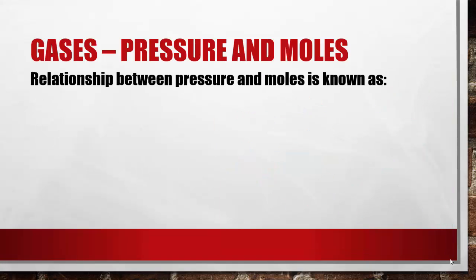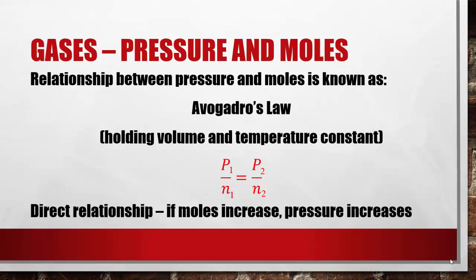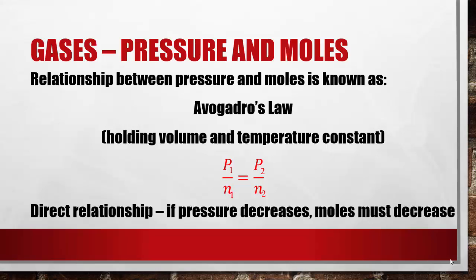This relationship between pressure and moles is known as Avogadro's law. This is assuming that we are holding the volume and the temperature constant. Numerically, P1 divided by N1 equals P2 over N2. This is a direct relationship. If you increase the moles, you have to increase the pressure. If you decrease the moles, the pressure has to decrease. If you hold volume and temperature constant, if the pressure increases, you know that the number of moles must have increased. And under the same set of conditions, if the pressure decreases, then there must be fewer moles.